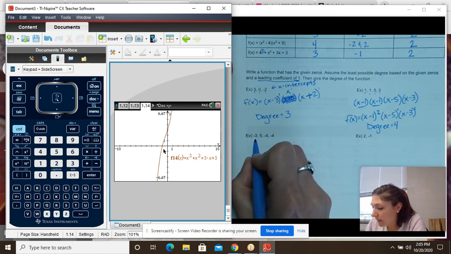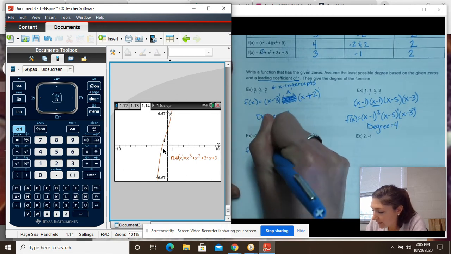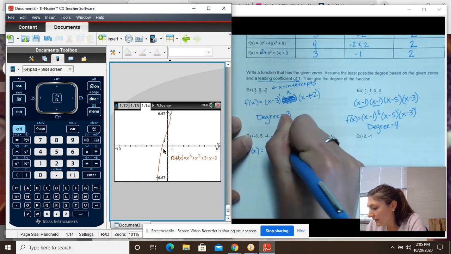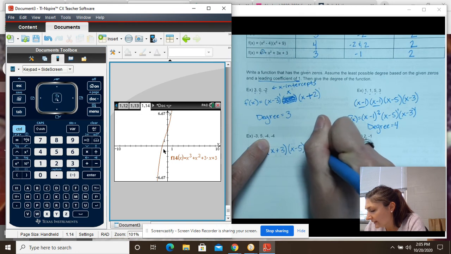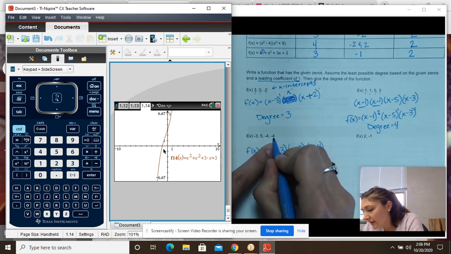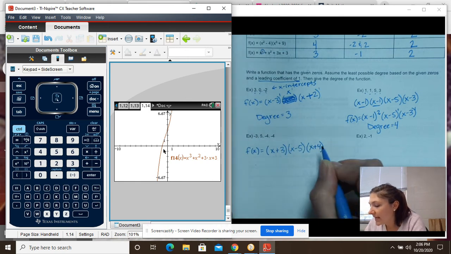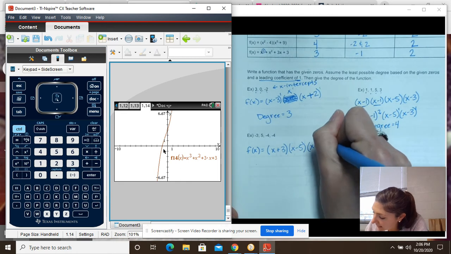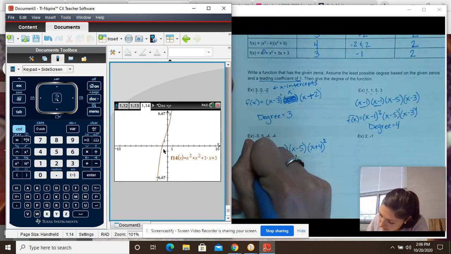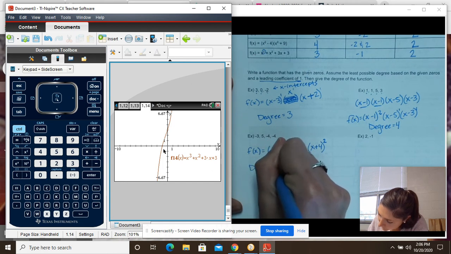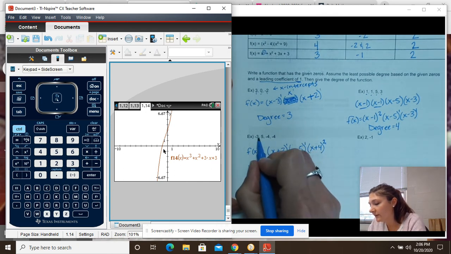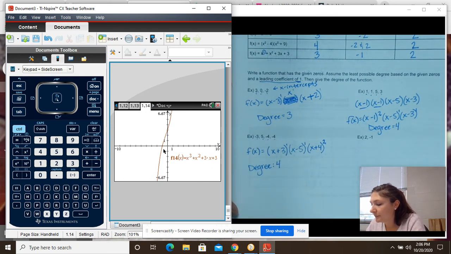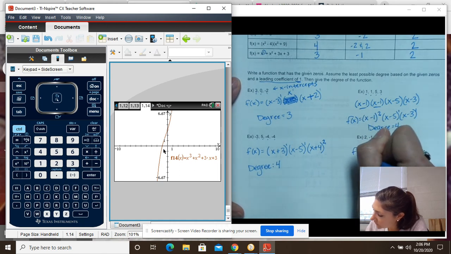For our next example, my function would be x plus 3 times x minus 5 times x plus 4. And then I've got another factor of x plus 4 that I would get since I have this same zero listed twice. Instead of writing that factor again, I'm just going to write this as x plus 4 squared. Then my degree would be 1, 2, 3, 4. And you could also count the zeros in your list. 1, 2, 3, 4.